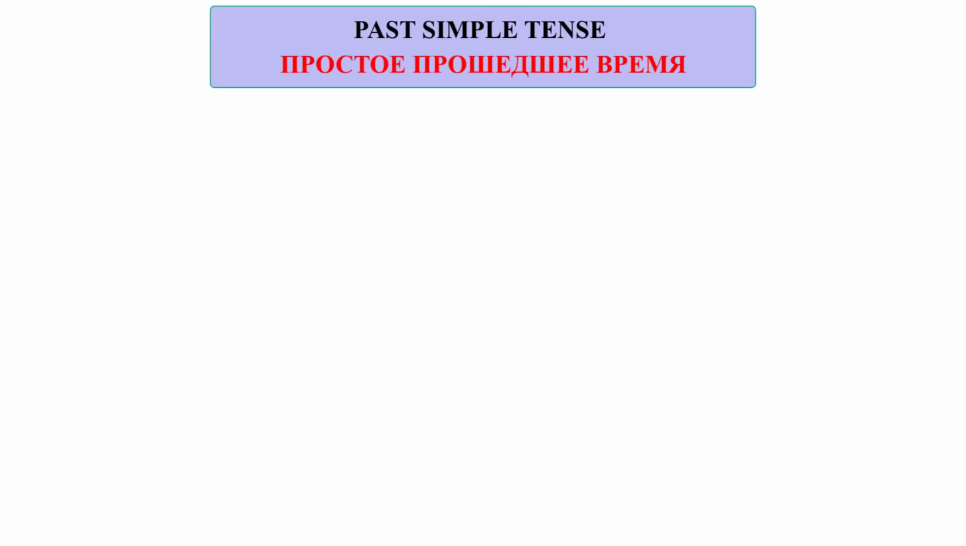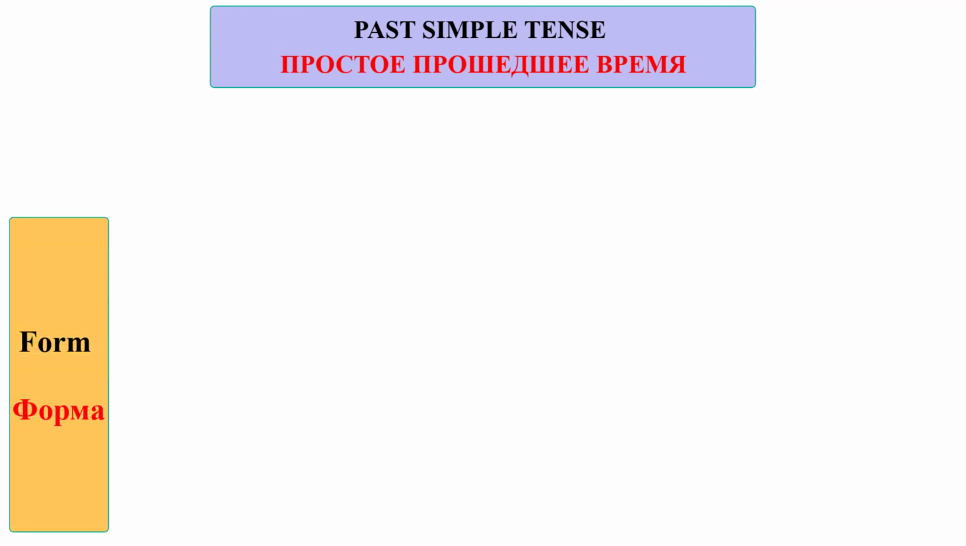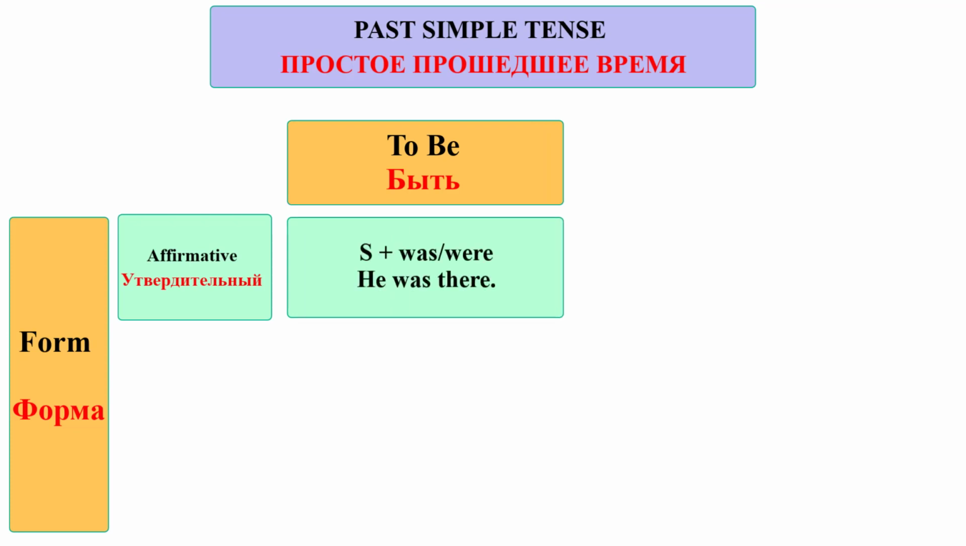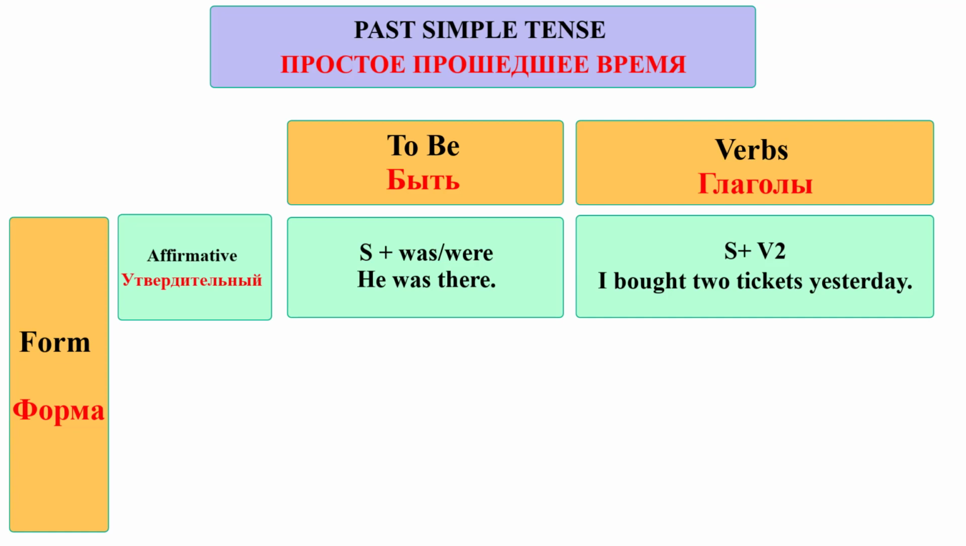Past simple tense. Form. Affirmative. To be: subject plus was or were. He was there. Verbs: subject plus V2. I bought 2 tickets yesterday.